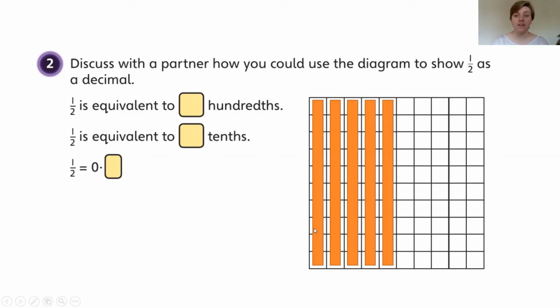So I've shown half of this shaded in. That's how many hundredths? So that's 10 hundredths here, another 10 here, so 10, 20, 30, 40, 50 hundredths. There we go. And that's equivalent to how many tenths? Well, 1, 2, 3, 4, 5 tenths. So 1/2 is equivalent to 5 tenths, which is 0.5.